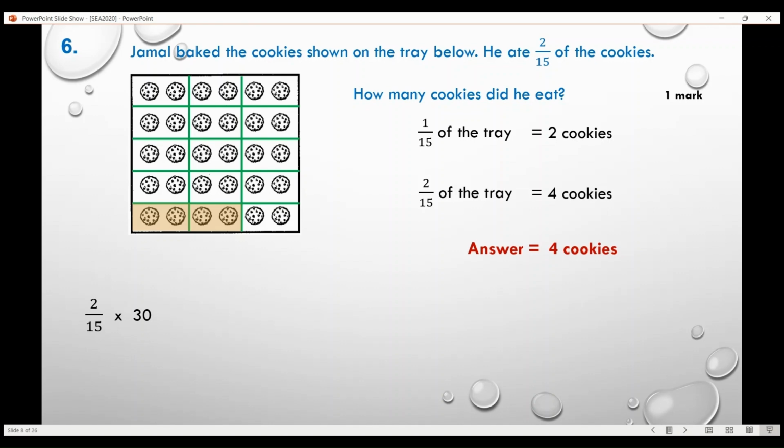If we consider a clock, then at quarter past, that's 1 quarter turn, it's 15 minutes, and 2 quarter turns is 30 minutes, which is a half. So therefore, if we go 15 into 15, that will give us 1. And how many 15s or quarter turns will give us 30? That means 2 of them. So 2 times 2 is 4 cookies.